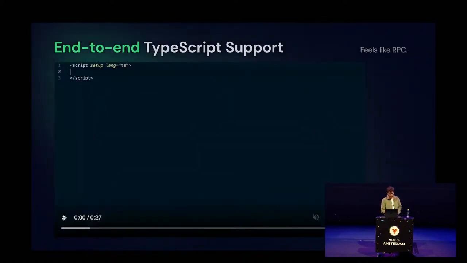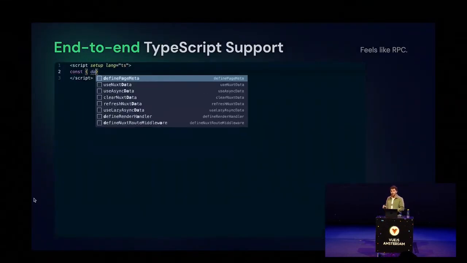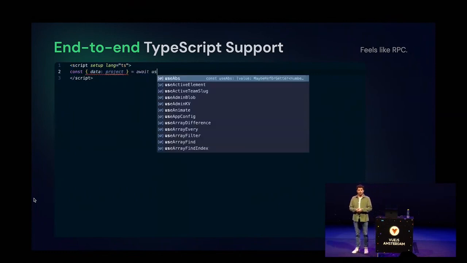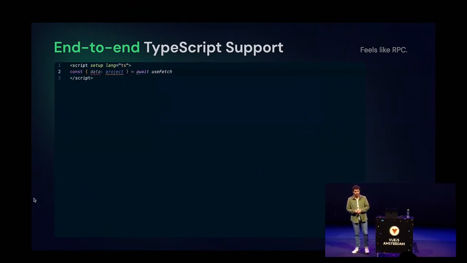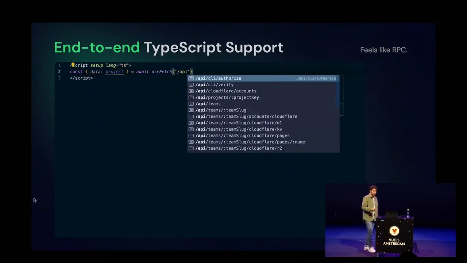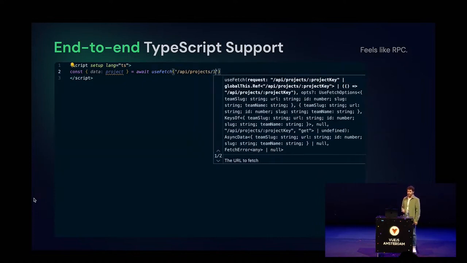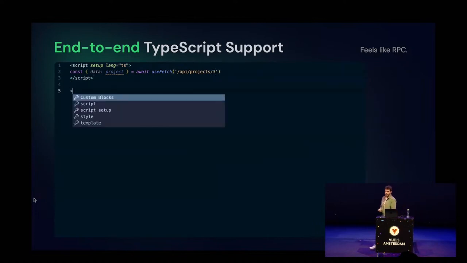We also have end-to-end TypeScript support, which feels like RPC. So here I want to fetch my API route. I use useFetch, and I get auto-completion of my current API routes in my Nuxt server directory. When I select one, let's pretend I'm fetching the number 3.